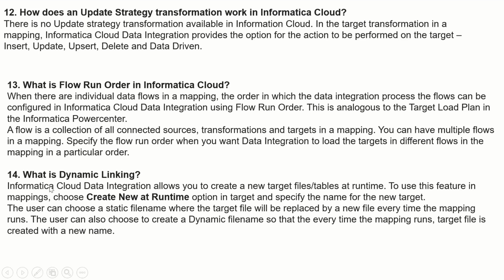So what is dynamic linking? Informatica Cloud data integration allows you to create new target files or tables at runtime. To use this feature in mappings, choose the create new at runtime option in the target and specify the name for the new target. The user can choose a static file name, where the target file will be replaced by a new file every time the mapping runs. The user can also choose to create a dynamic file so that every time the mapping runs, the target file is created with a new name.